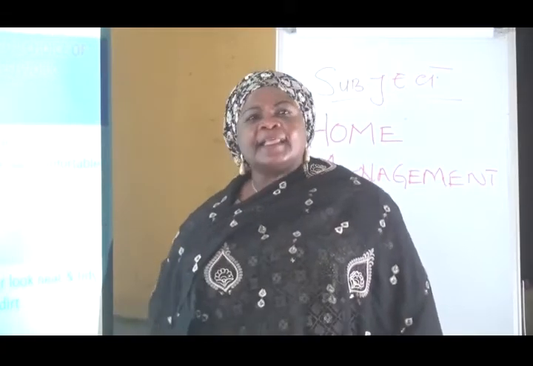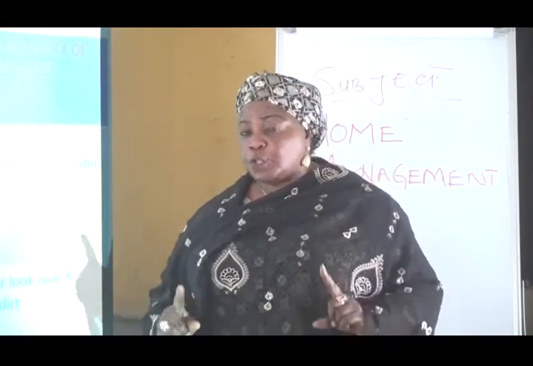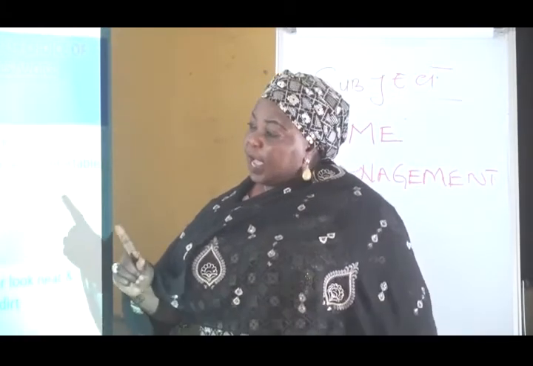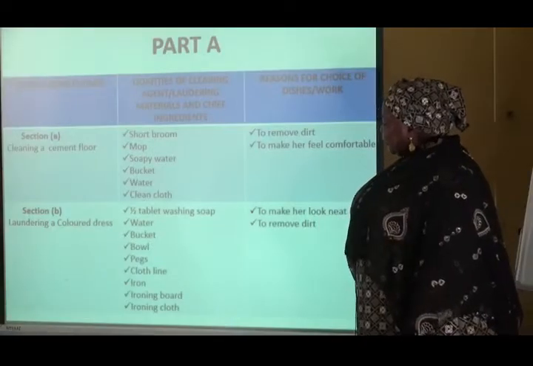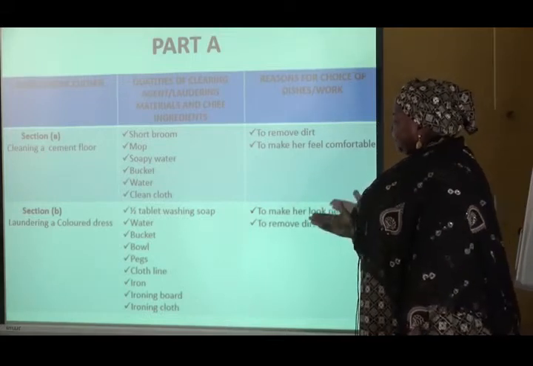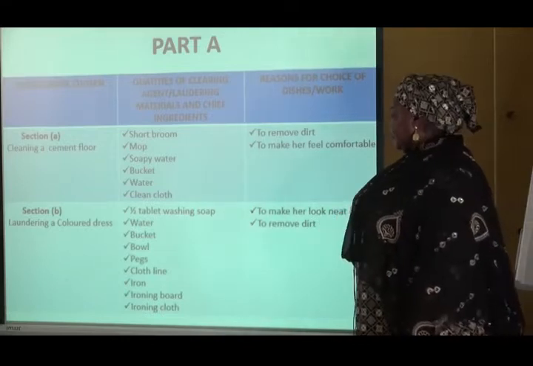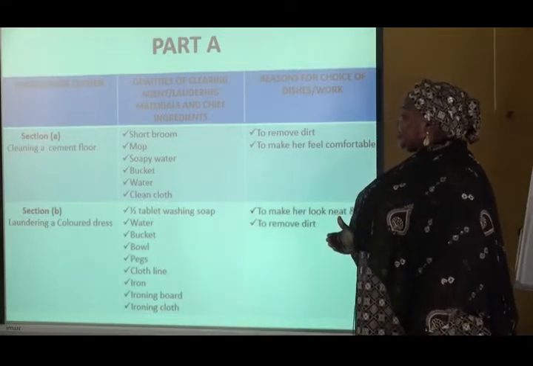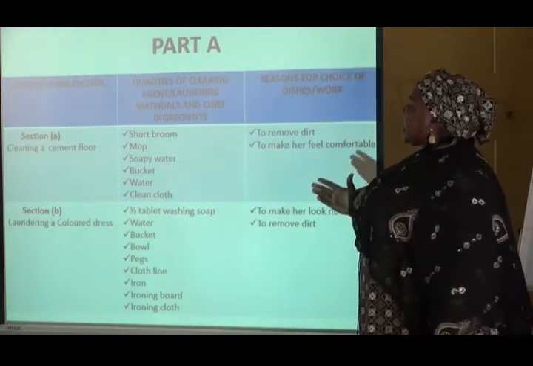I would have written a whole bar of soap. What will I do with that to wash just one dress? So half tablet of soap. I need water, bucket, bowl, pegs, clothesline, my iron, ironing board, and ironing clothes. Those are the materials that I need.